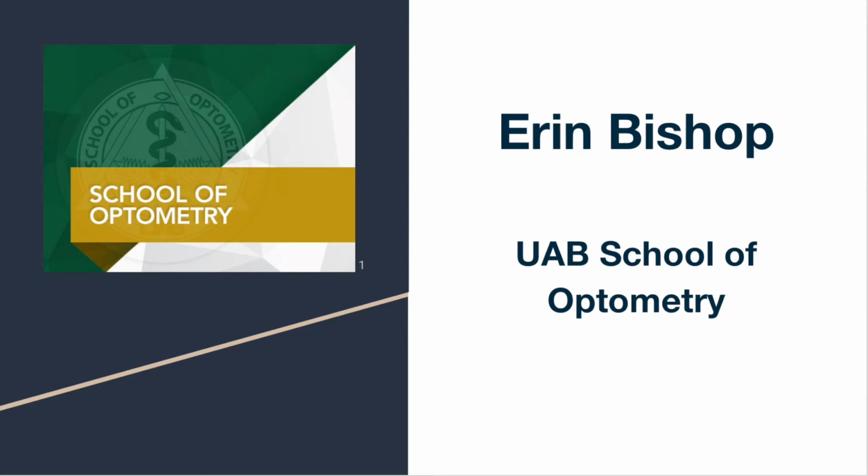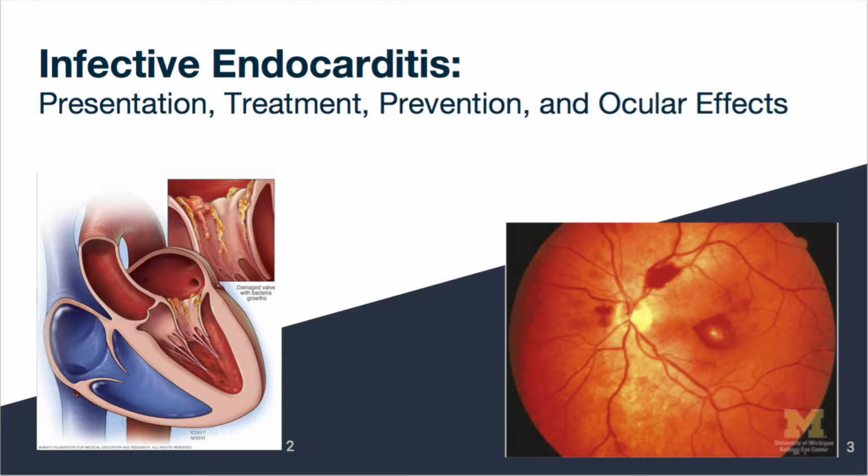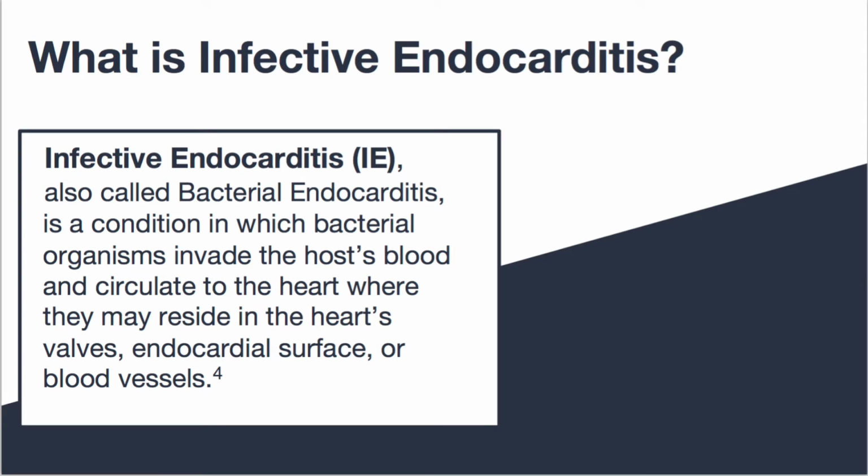My name is Erin Bishop, and today I will be talking to you about the presenting symptoms, treatment, prevention, and ocular effects of infective endocarditis. Infective endocarditis, also known as bacterial endocarditis, is a condition in which bacterial organisms invade the host blood and circulate to the heart, where they may reside in the heart's valves, endocardial surface, or blood vessels.